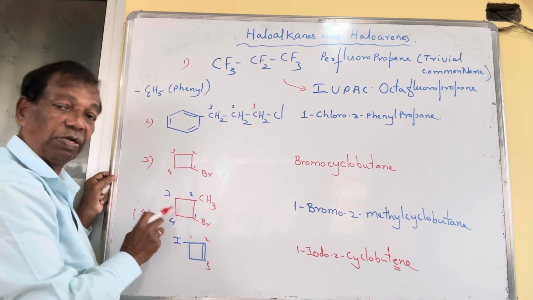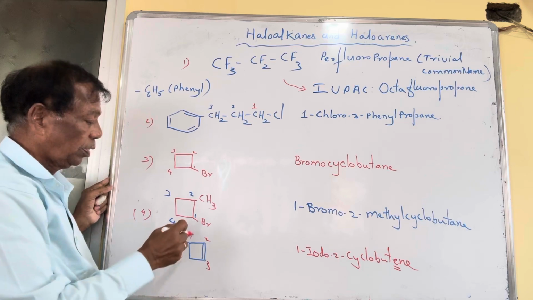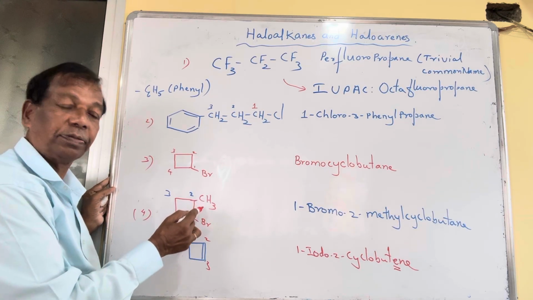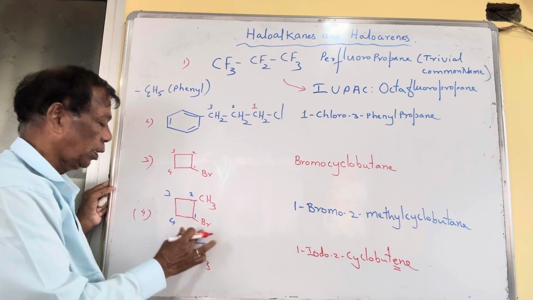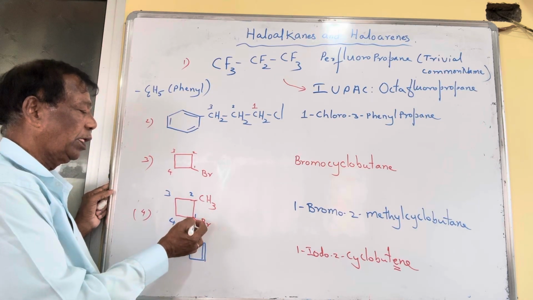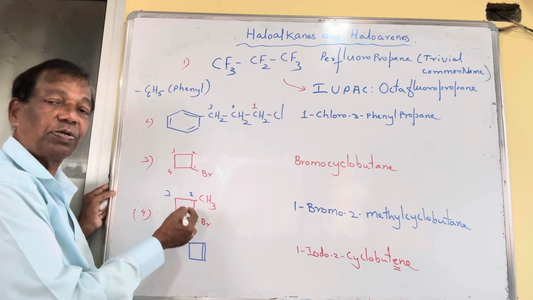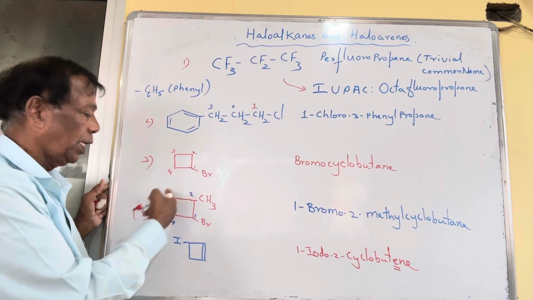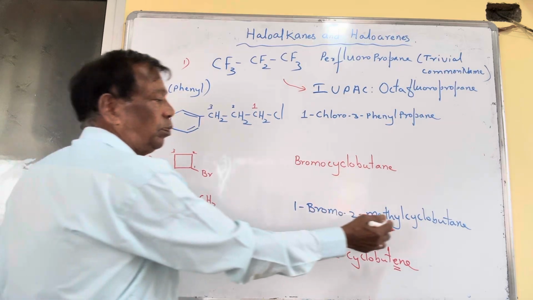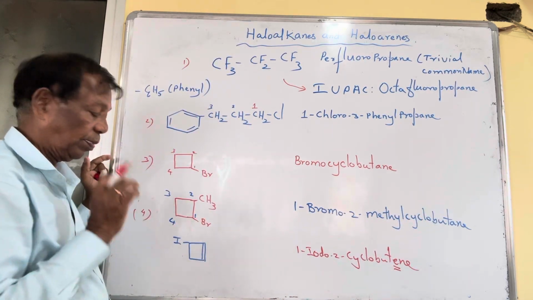Now, in this case, if you see this compound, here there is bromine and here there is methyl. There is a side chain. So here you have to name the compound as 1 bromo, 2 methyl. You have to mention where the methyl group is attached. 1 bromo, 2 methyl, and then cyclo what? Butane again, because there are 4 carbon.